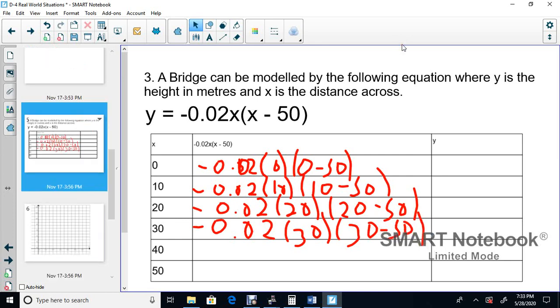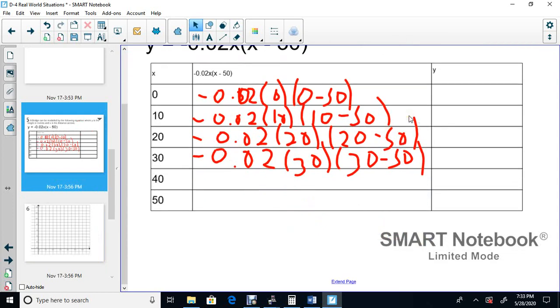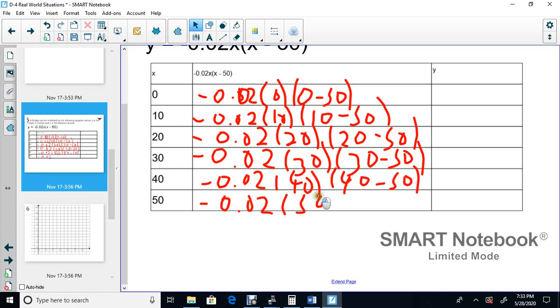Let's continue on to the next one here. So we'll just bring this down a little bit. Here, negative 0.02, 40, and wherever we see X, we put 40. Okay, minus 50, and we've got one more, negative 0.02, 50, and wherever we see it, 50 minus 50. And now we go to our calculator.